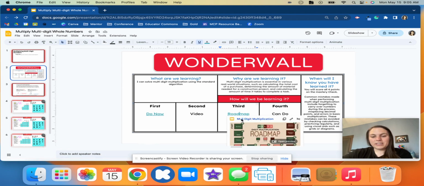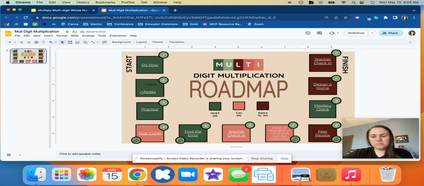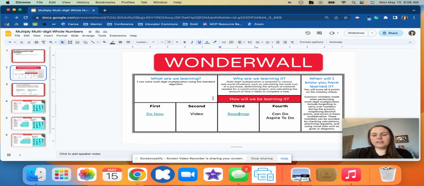And then the third thing, once you get going and you've learned how to use multi-digit multiplication, is you're going to complete this roadmap to help you practice. And again, here's that mastery check to show if we have learned our material. A couple things on here is you must do the green. The can-dos are this pink color, and then this maroon is those aspire-to-do activities. And feel free to check in with me if you think I'm ready for a challenge, and we can look at some of those can-do and aspire-to-do's together, and I can help guide you along that way.